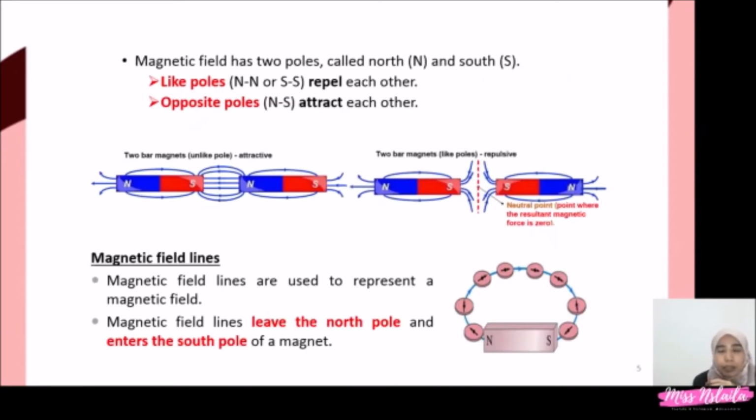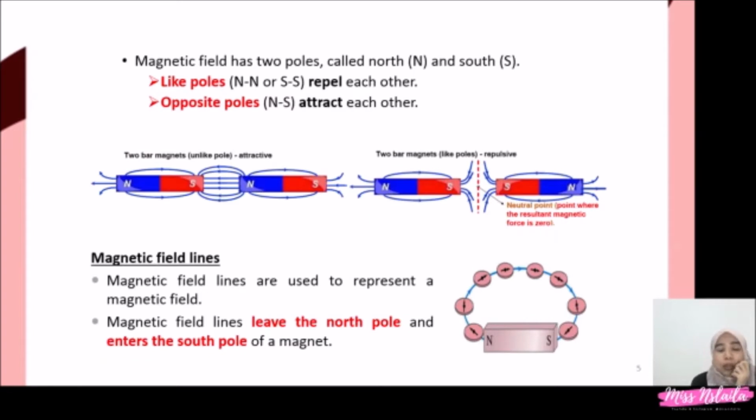When it comes to a bar magnet, we know they have two poles, north and south. Like poles, north with north or south with south, will repel each other. Meanwhile, opposite poles, north and south, will attract each other. So by using these bar magnets, we can also determine the direction of the magnetic field lines.